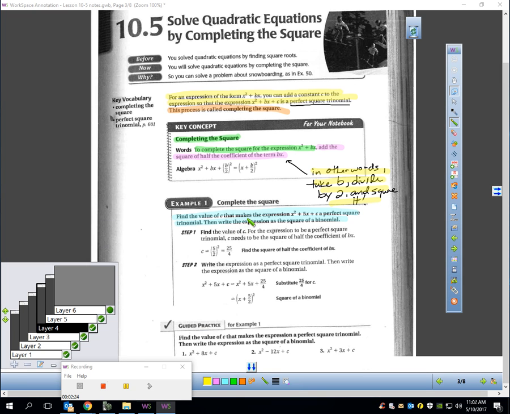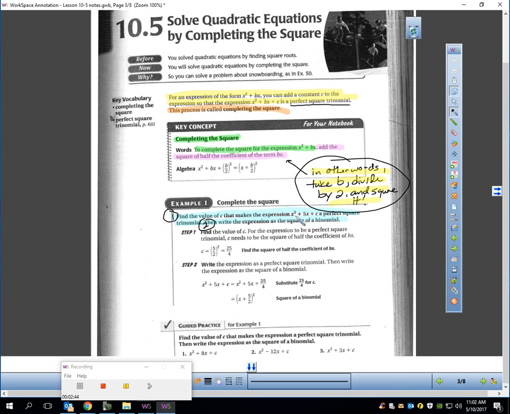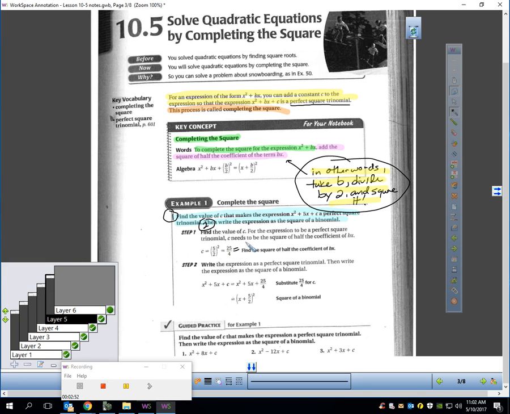Find the value of c that makes the expression x squared plus 5x plus c a perfect square trinomial, so that's one thing they want you to do. And then the second thing is, write the expression as the square of a binomial. So let's complete the square. You need to do what I'm circling here. Take b, which is 5, divide it by 2, and square that amount. Now, if you put this in your calculator, it will be 6.25. So if we add 6.25 to x squared plus 5x, you'll have completed the square. That's the answer to part 1.